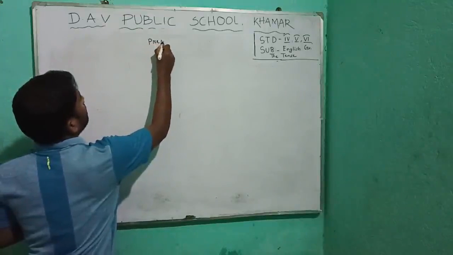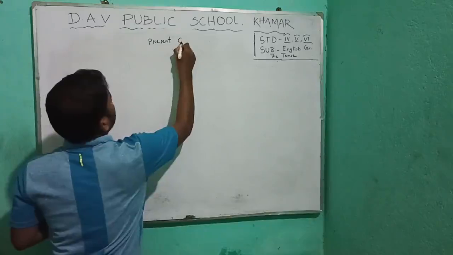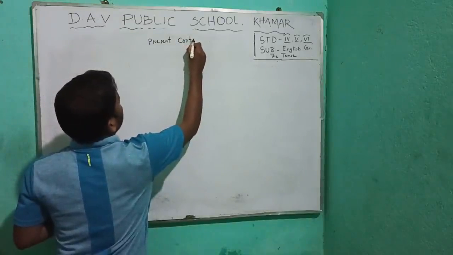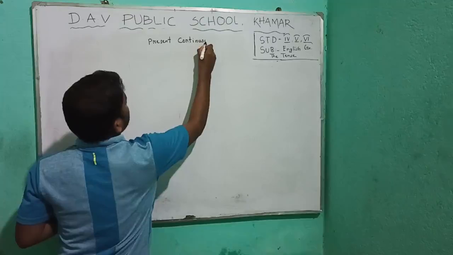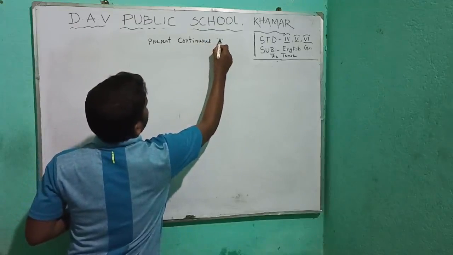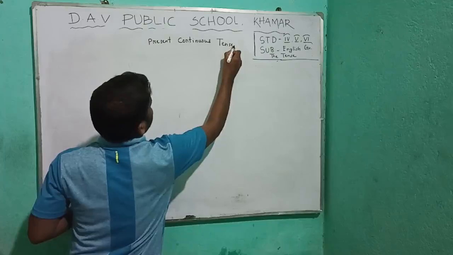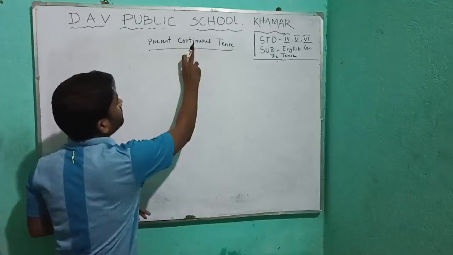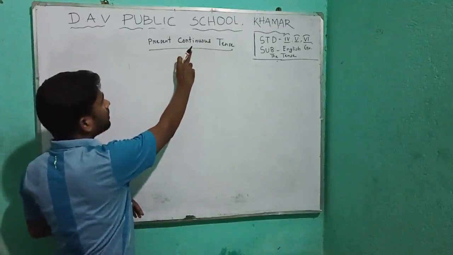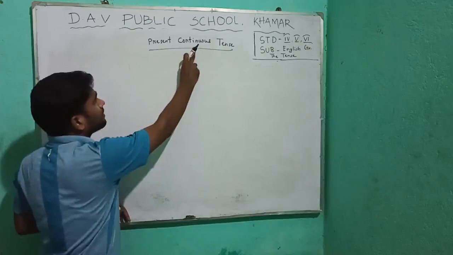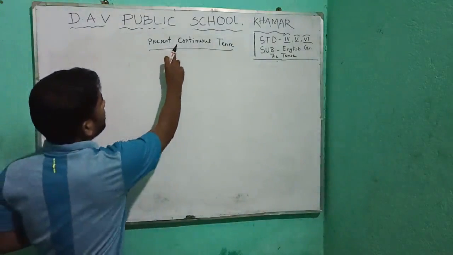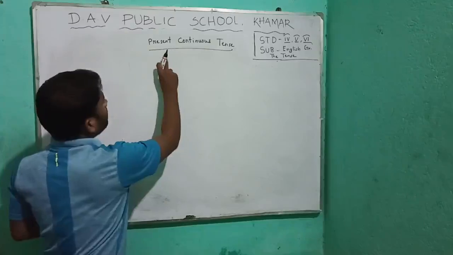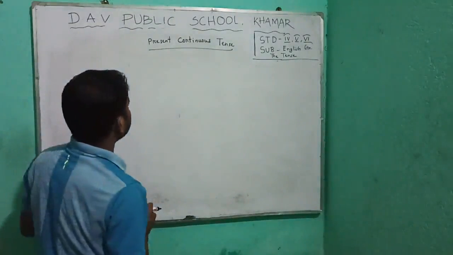Present continuous tense. Okay. You know what is another word we can use to replace continuous? The word progressive. You can say present progressive tense or present continuous tense.